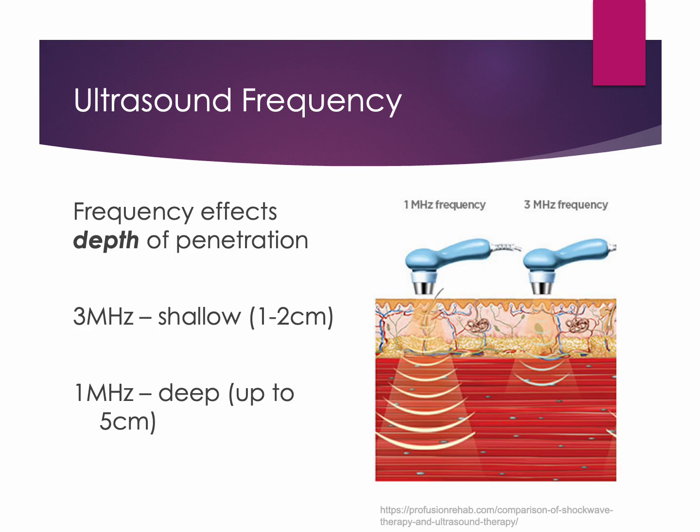Frequency determines how deep the ultrasound penetrates. 3 megahertz is used for superficial tissues, about 1 to 2 centimeters deep, while 1 megahertz penetrates deeper, up to about 5 centimeters. Please note that just because 1 megahertz ultrasound penetrates deeper than 3 megahertz ultrasound, it still has to go through the superficial tissues and therefore will be heating those areas as well.